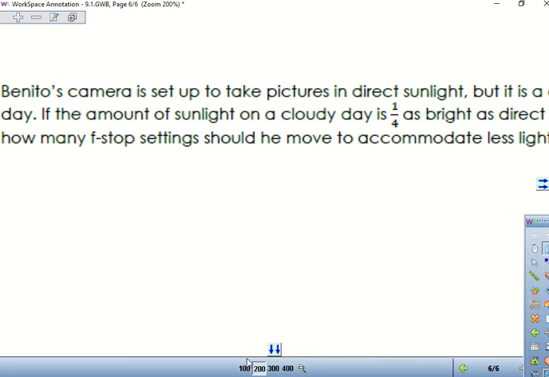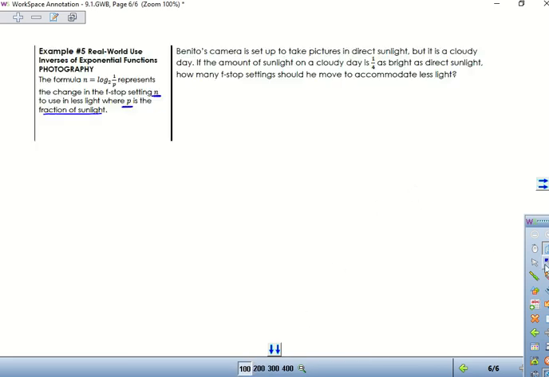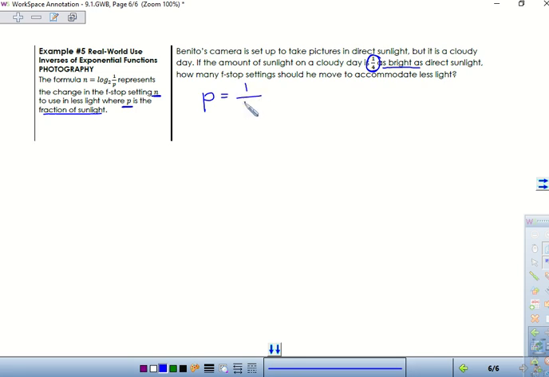So it says here, Benito's camera is set up to take pictures in direct sunlight, but it is a cloudy day. If the amount of sunlight on a cloudy day is 1/4 as bright as direct sunlight, how many f-stop settings should he move to accommodate less light? So what letter does this number represent here? P. So P is equal to what? 1/4, right?